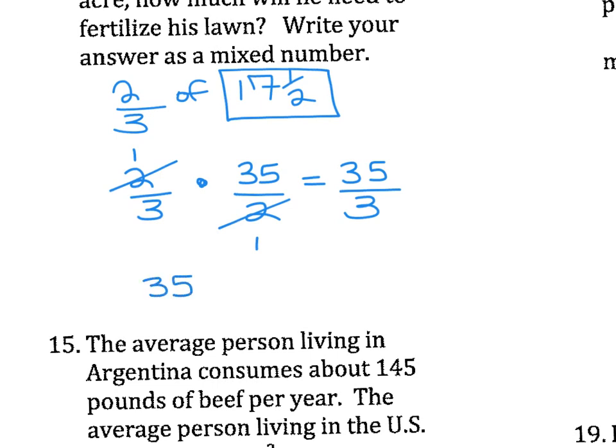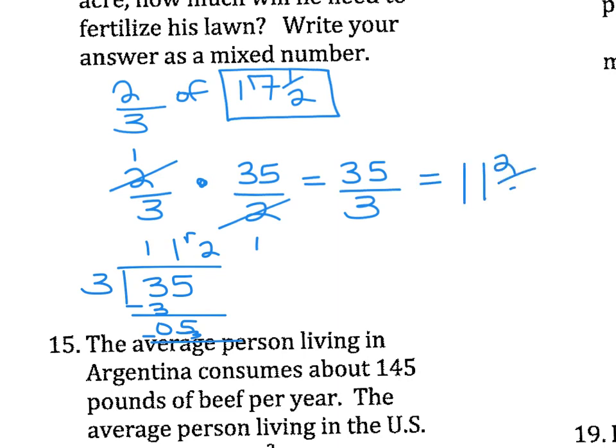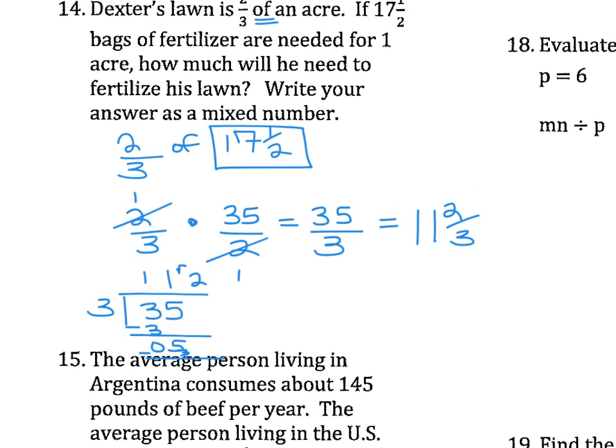So my 35 goes in the house, 3 goes outside. 3 times 1 is 3, and when I subtract 3 from 5, my remainder is 2. So my answer is 11 2/3, and you need to include your units, and the units would be bags of fertilizer. That's how much he would need. So that's our answer.